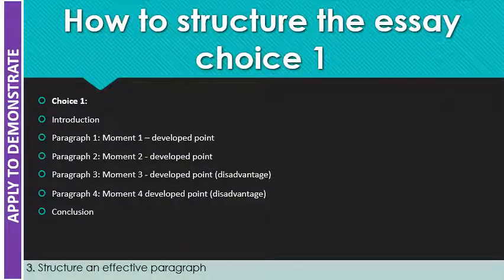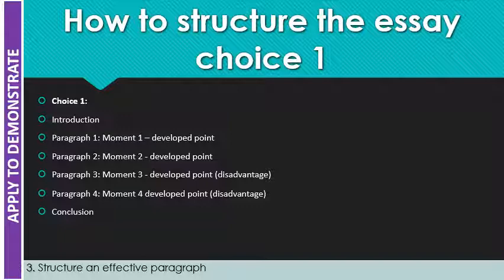So, how to structure the essay, choice 1. Now, you're going to first of all write your introduction, which hopefully you've already written. Paragraph 1 is moment 1. So you choose one scene or section that you'd like to talk about and write 1 developed point. You do exactly the same for paragraph 2. Paragraph 3 is your third moment.